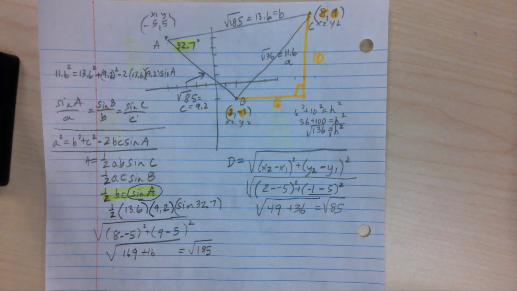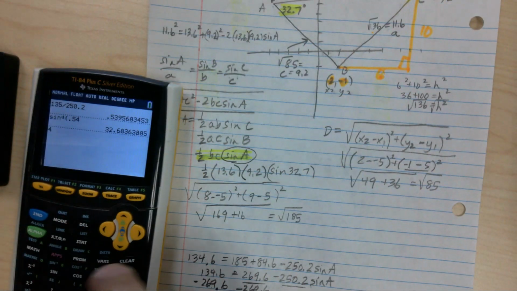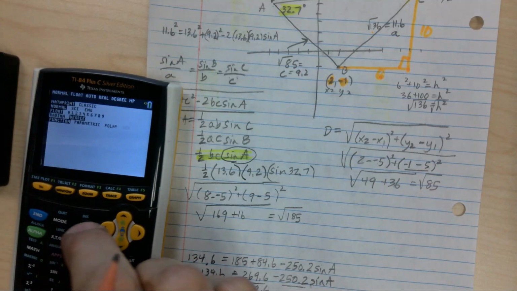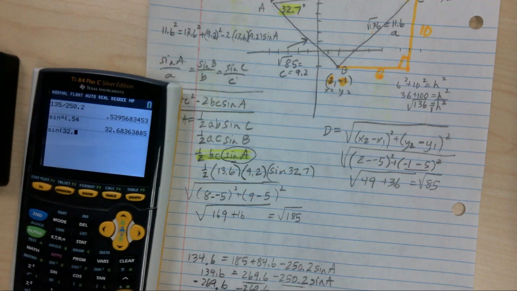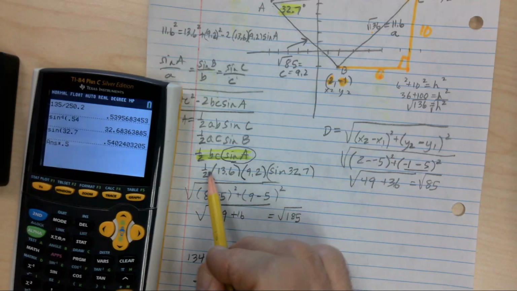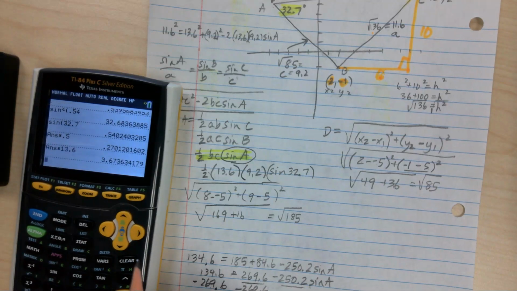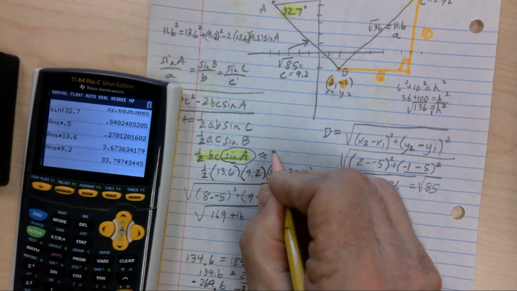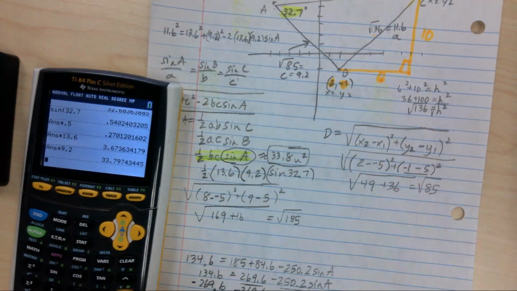So I'm going to crank this out on the old calculator and be done with it. So sine, whoa, you better check mode. I borrowed a calculator. We're in degrees. All right. Sine of 32.7, and then I'm just going to go times 0.5, get that 1/2 out of the way, and then times 13.6 times 9.2. And I get approximately 33.8 square units.